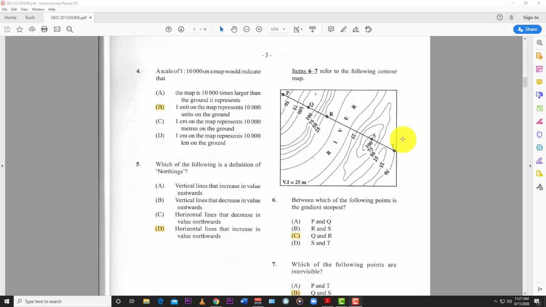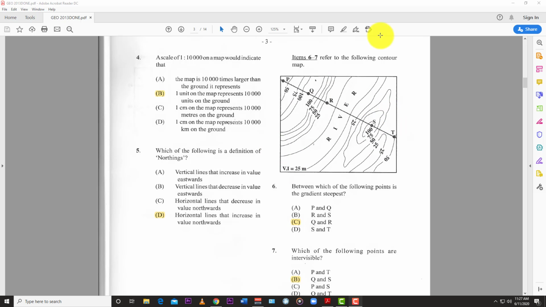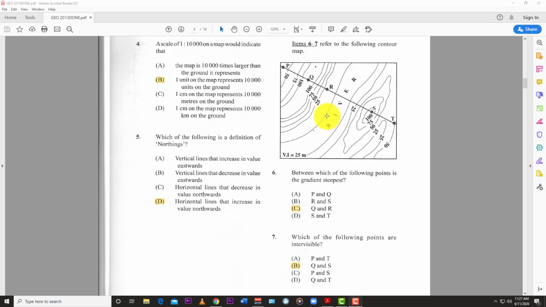Number 6, and you have this diagram to reference. It refers to the following contour map, and number 6 asks between which of the following points is the gradient the steepest. You have C, which is Q and R, and you can see that right here between Q and R. That's the steepest part based on the contour lines. You can see a lot of them right there close to each other, and the rest of them more widespread.